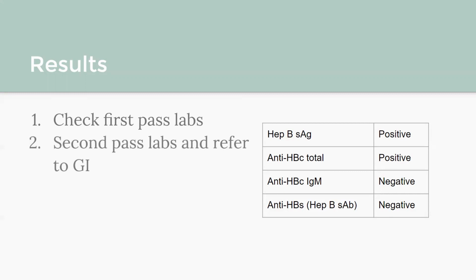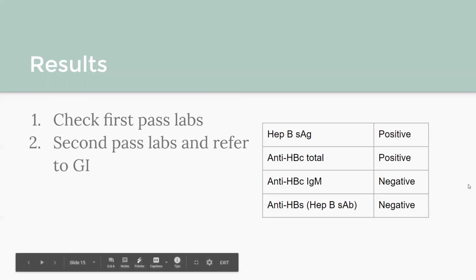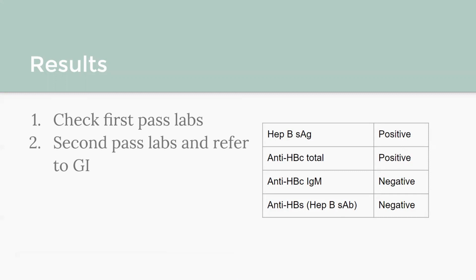And so number two, we have the second pass labs, because this is consistent with a chronic hepatitis B because of the antigen being positive, the core being positive, and the IgM is negative. If the IgM is positive, it would be more of an acute infection. And the fact that the surface antibody isn't there yet means that it hasn't quite reached the point of clearing on its own. And if the IgM is already gone, then it's probably going to be a persistent infection compared to the acute ones that still could clear on their own in the next 6 months.